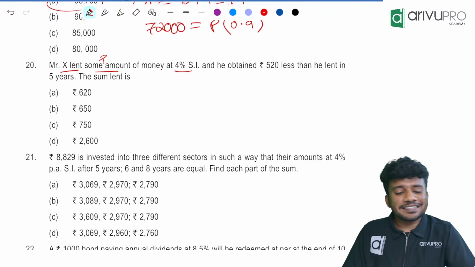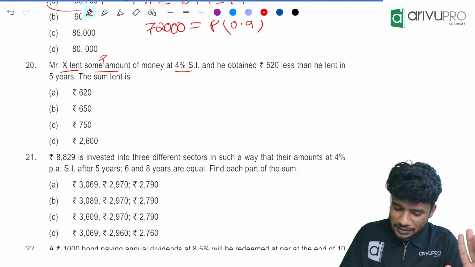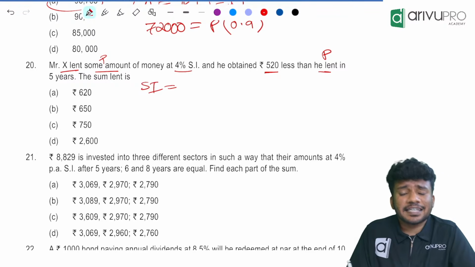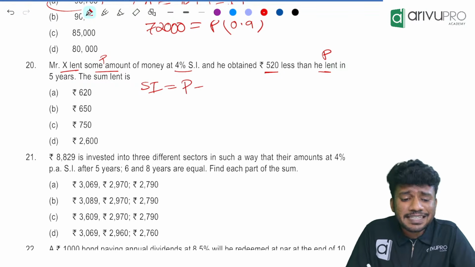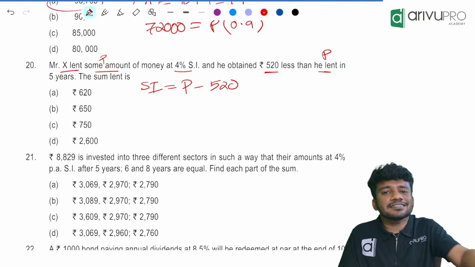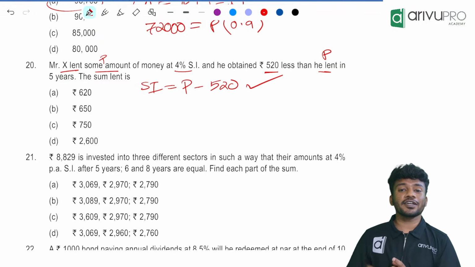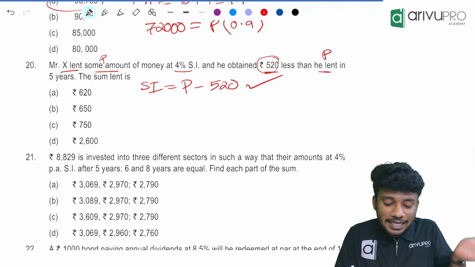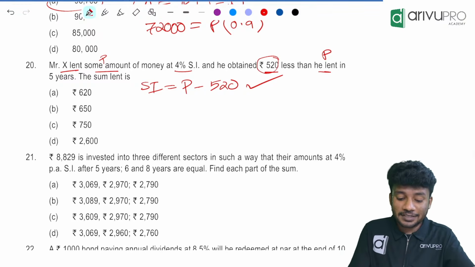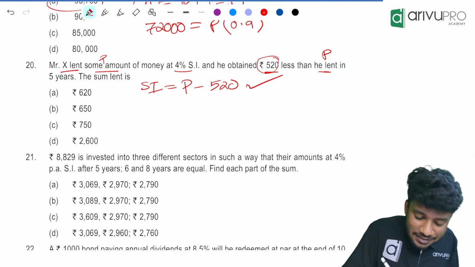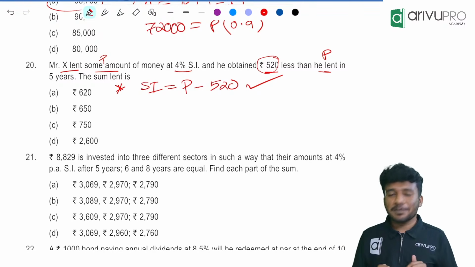At 4% SI. The question is based on SI, 4%. He is getting SI that is 520 less than the principal. This is the keyword over here, people. You should be able to understand. He obtained 520 less than he lent in 5 years. That means SI is nothing but principal minus 520. That is the meaning and that is the catch. Without knowing that, you will not be able to get the answer.